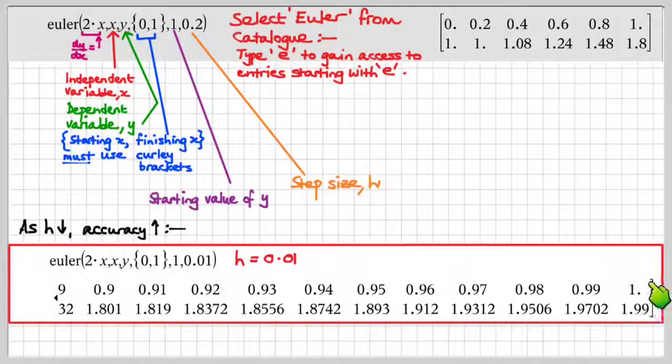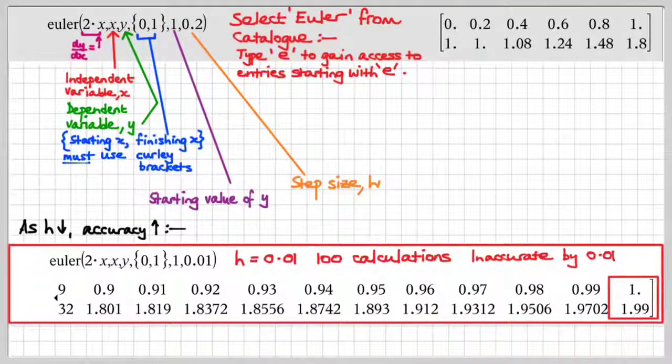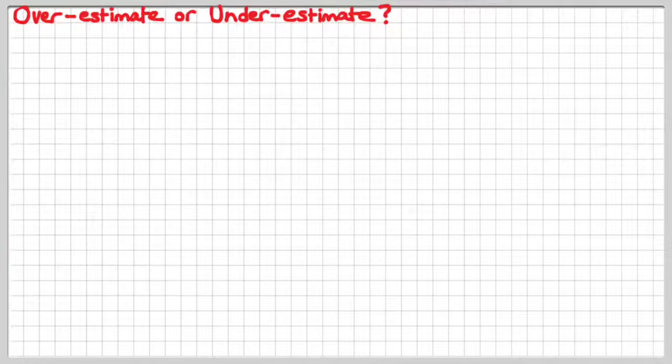Now, I know, sigh, gasp, shock, horror, that is incredible. That's very, very accurate, because the real answer is 2. That's really good, isn't it? It's just amazing. Yes? Do you like it? 100 calculations, and we got that. So it's really, really good.